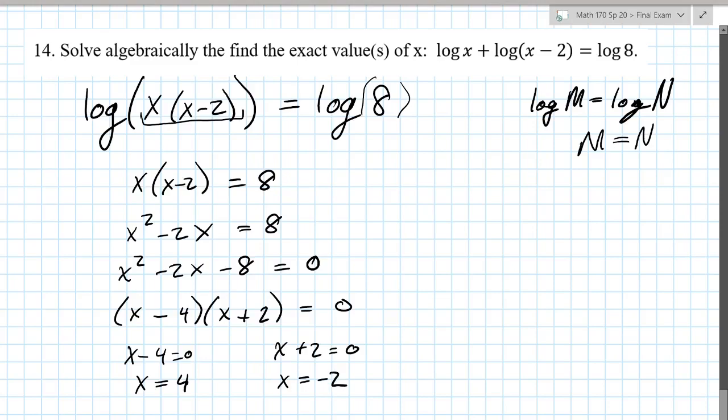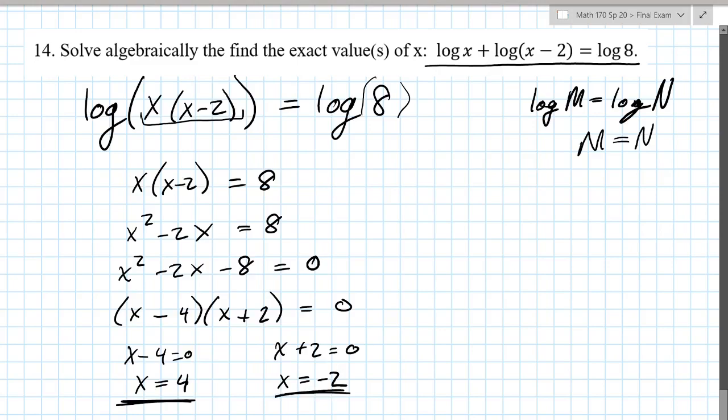Now, since we're dealing with log functions, they have a domain that says you have to keep the argument of the function positive. So if we look back at the original problem, we have to ask ourselves, is this part of the domain of the original problem? The original problem is at the very top. Can I use 4 here? Log of 4 plus log of 4 minus 2, or log of 2, that's okay, no problem there.